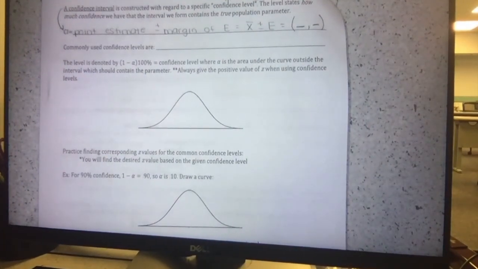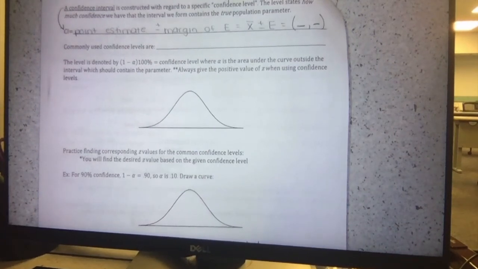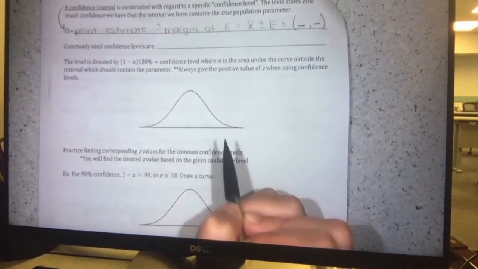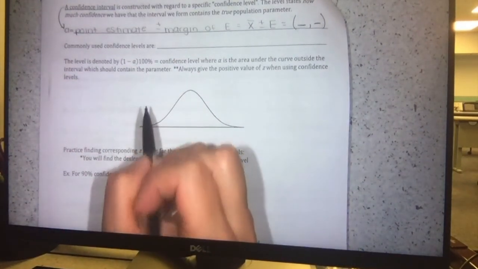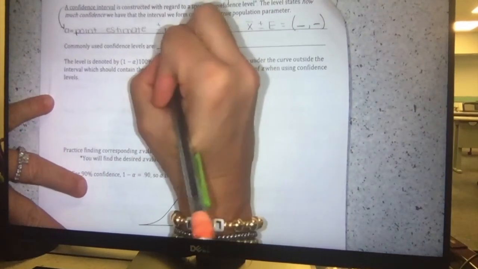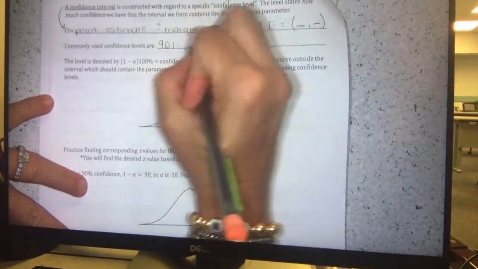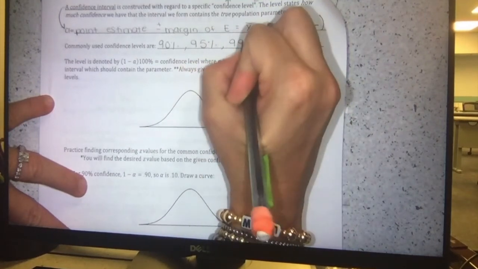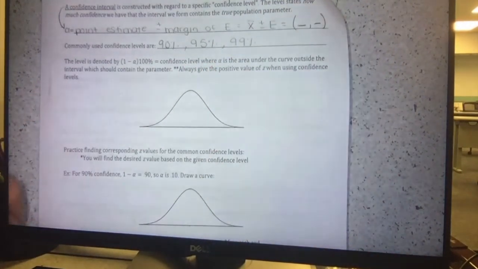So just like we talked about in empirical, remember we had like 90, 95, and 99% confidence. Those were the ones that we memorized or put on the formula sheet. It's the exact same thing here. Commonly used confidence levels are 90%, 95%, and 99%. Sorry, my brain's like 5 steps ahead.